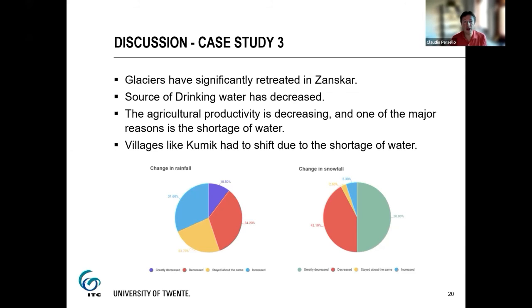Some discussion about this case study area. He also did some surveys with the people involved and stakeholders. And unfortunately, the agricultural productivity has been decreasing. One of the reasons is really the water shortage due to the retreat of the glacier. And also some villages have had to shift, have to go somewhere else because of this problem.